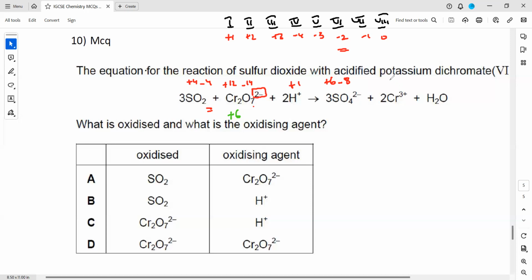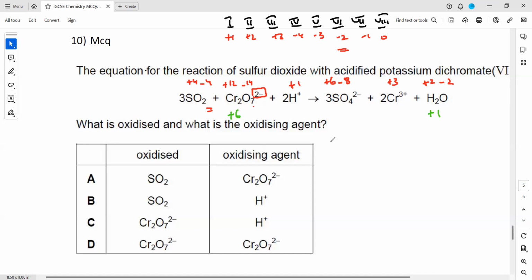Chromium, as I mentioned, takes the charge that is written, so +3 is there. In the case of a water molecule, each oxygen is -2, so the hydrogen should be +2. But when we check whether it is oxidation or reduction, we check for individual elements. So 2 hydrogen are +2, so 1 hydrogen will be +1. I have written all the oxidation numbers for this equation.